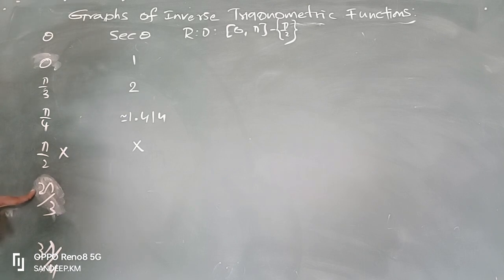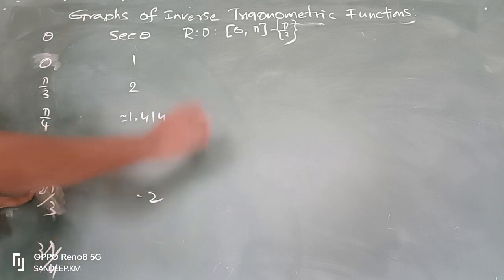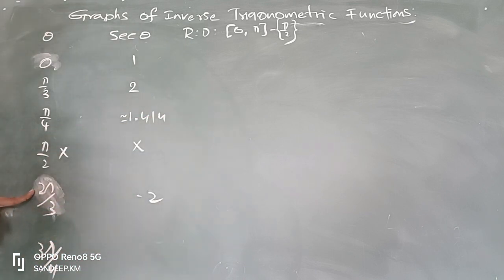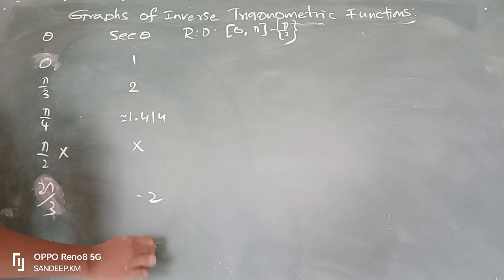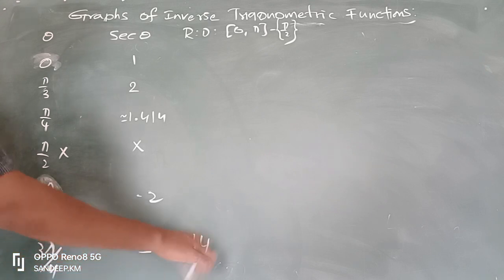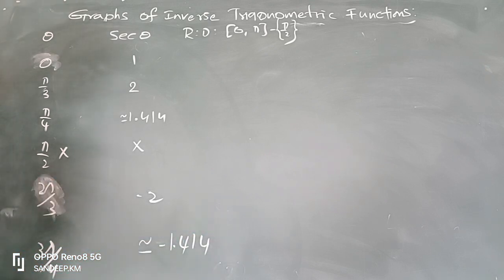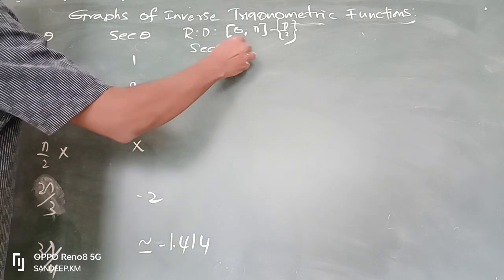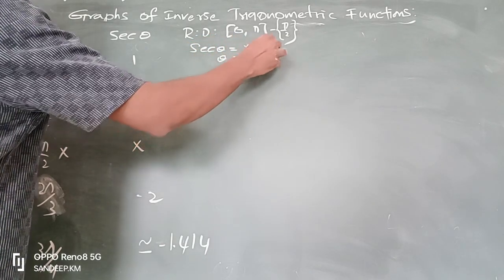Next, secant 120 degrees is the reciprocal of cos 120. Cos 120 is minus cos 60, minus 1 by 2, so secant 120 is minus 2. Secant 135 is the reciprocal of cos 135. Cos 135 is minus 1 by root 2, so secant 135 is minus root 2, approximately minus 1.414. And finally, cos pi is minus 1, so secant pi is also minus 1. Let me show these points. If secant theta is equal to x, then theta is equal to secant inverse x.